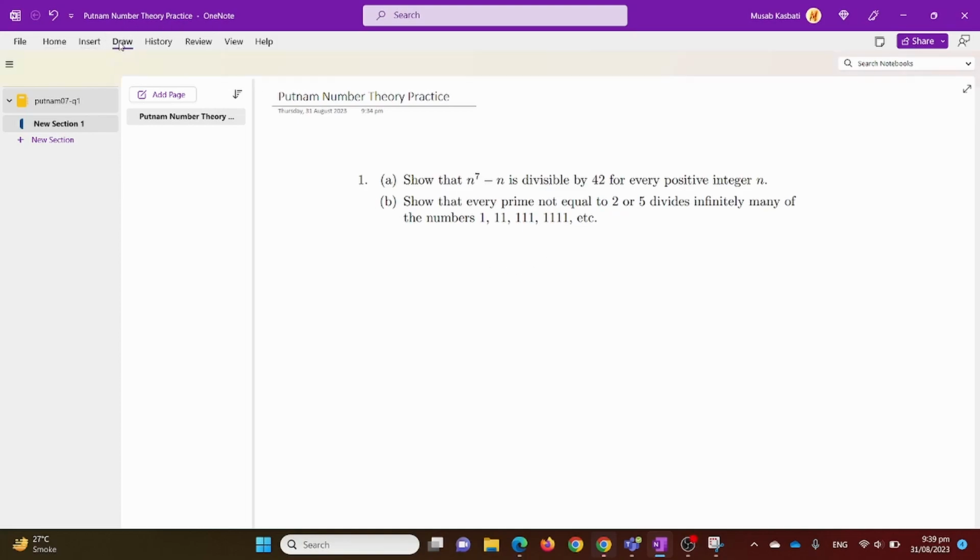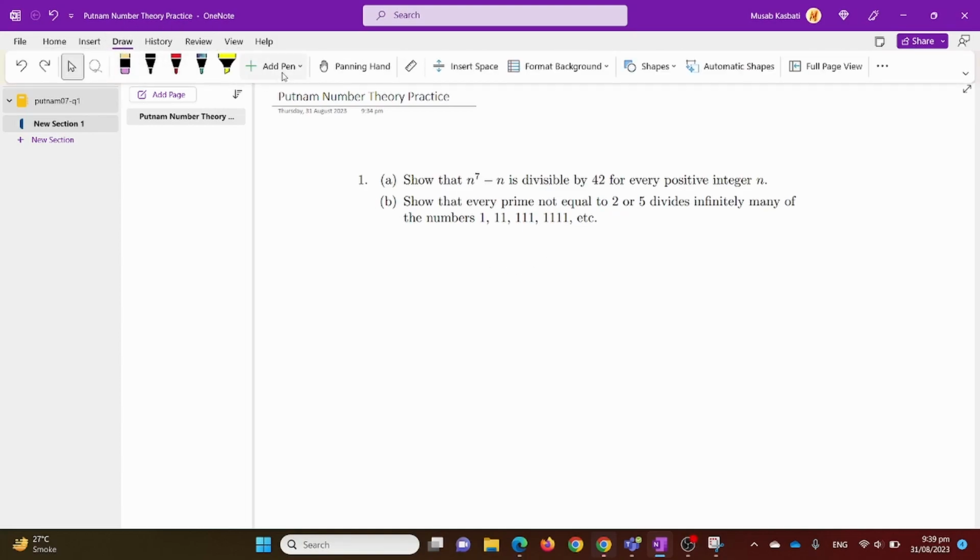Okay, so hello. Here are some number theory problems from the Putnam exam. Actually, it's just practice problems, and we're going to try to go through question one right now. The first part asks: show that n to the 7 minus n is divisible by 42 for every positive integer n.